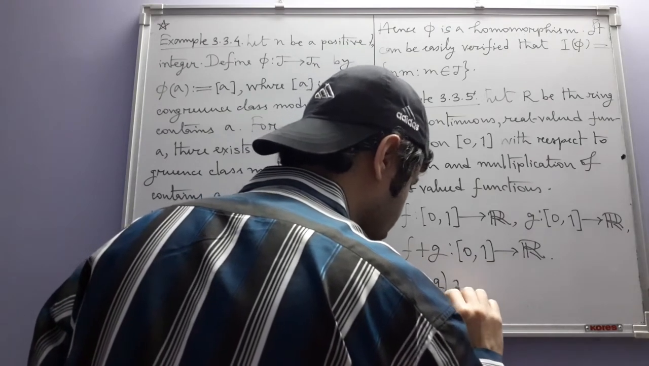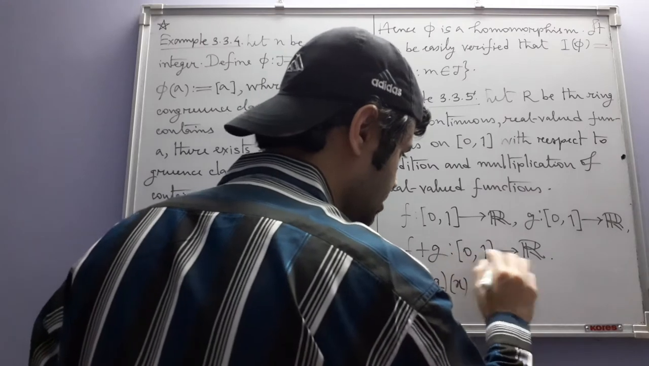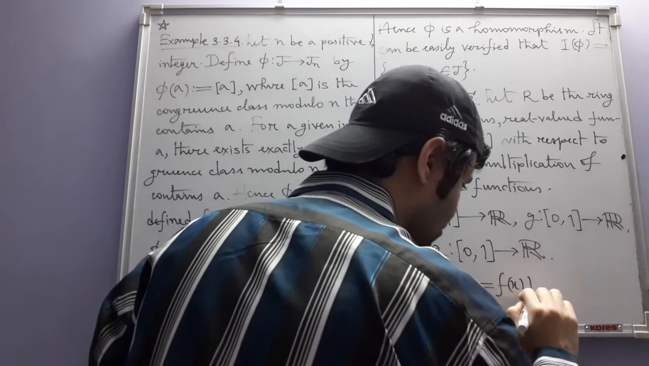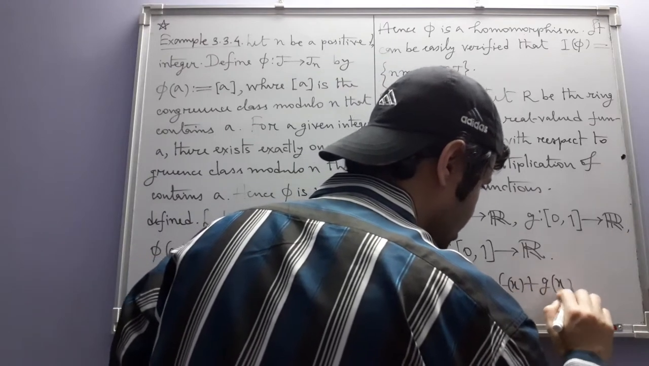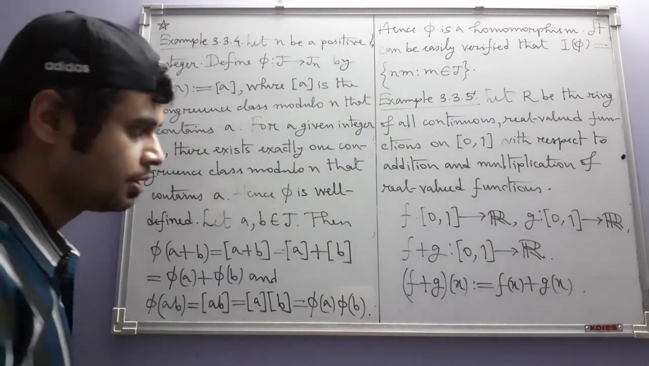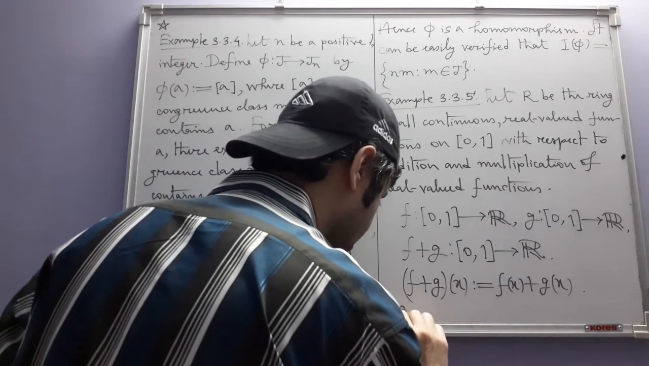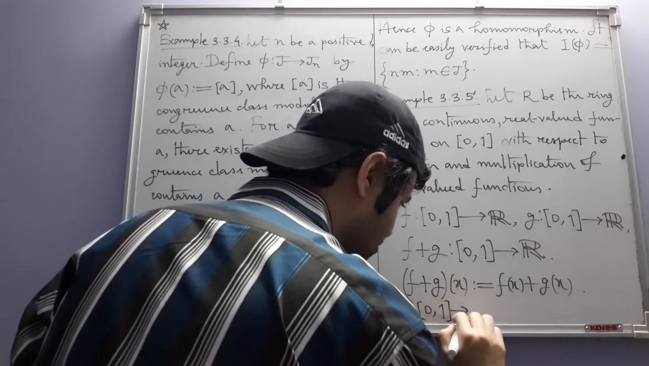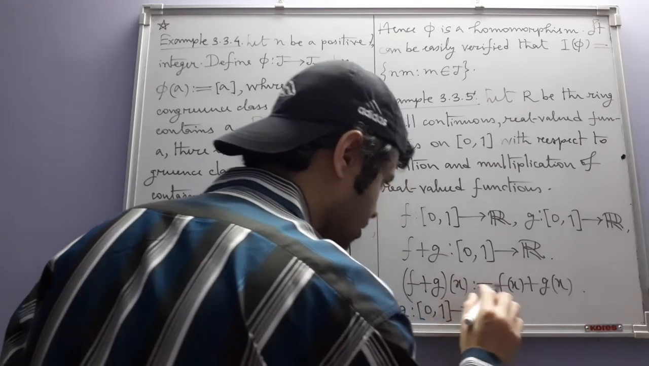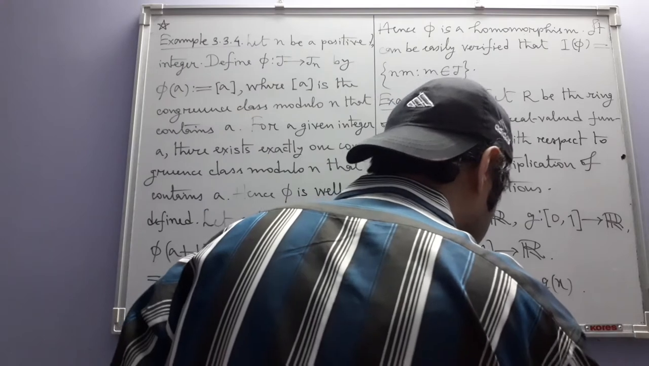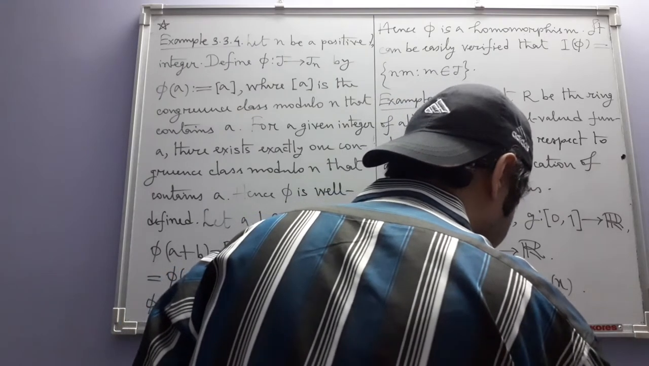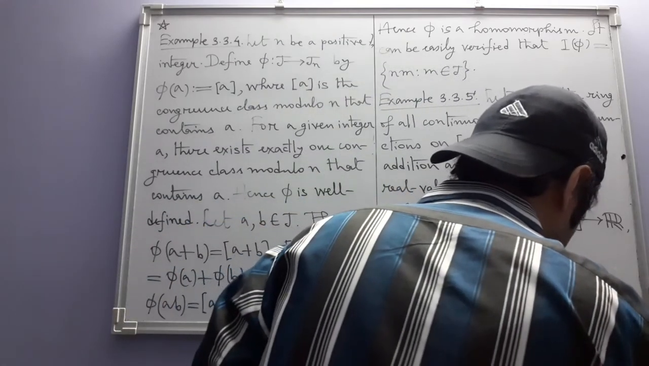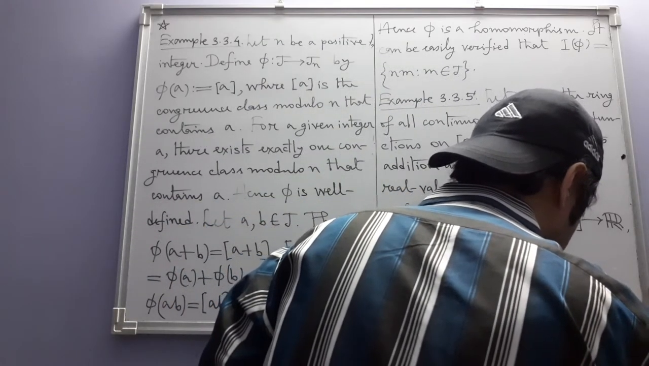f plus g at any element x in this domain is defined to be equal to f of x plus g of x. Like that, I want to define the product fg. And you may have realized what this one will be, analogous to the previous one. The product fg at any point x in this domain is defined to be equal to the product of the values.